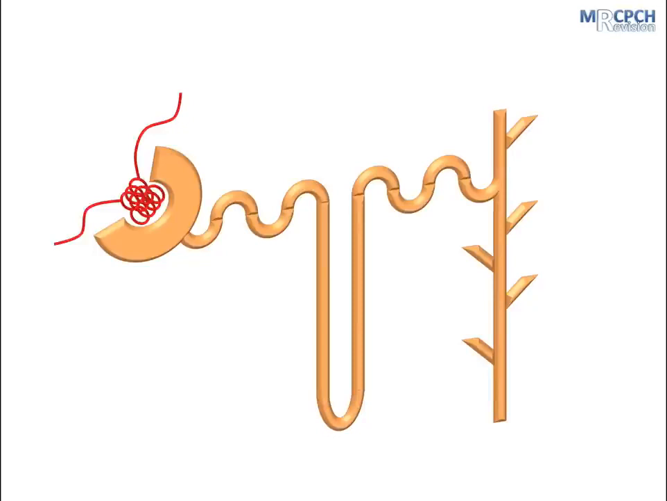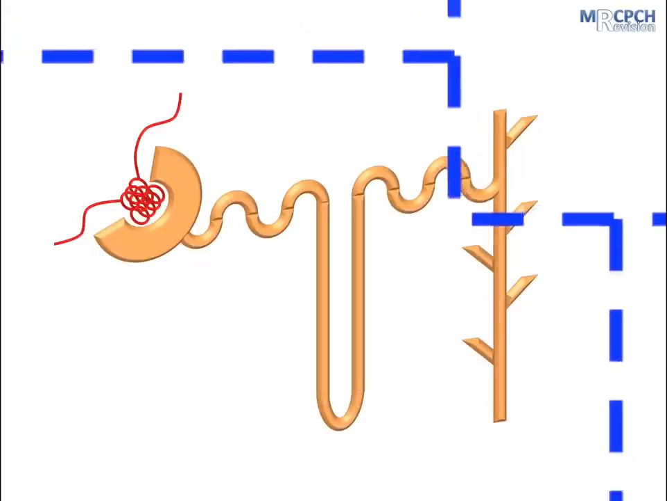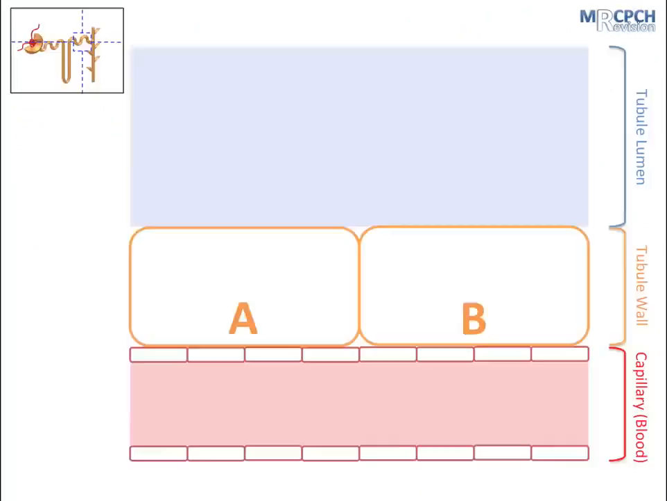We'll now turn our attention to the distal convoluted tubule and the collecting duct system. Here we have two types of cell. These are called intercalated cells, and there is a type A or alpha cell and a type B or beta cell. The type A cell is responsible for secreting protons into the urine to make the urine acidic. It also accounts for the remaining 20 to 30% of bicarbonate reabsorption.